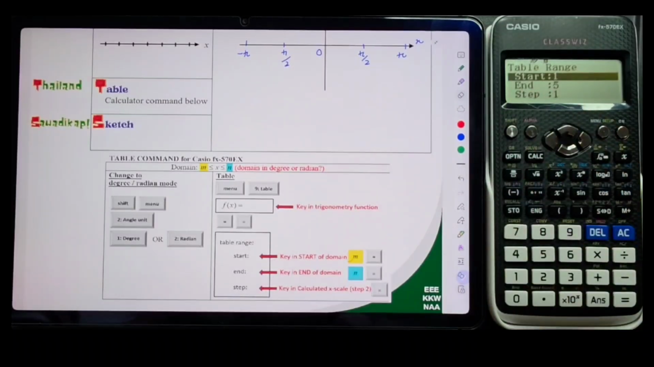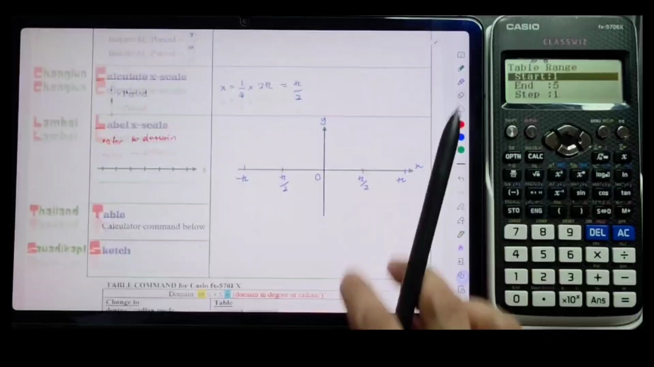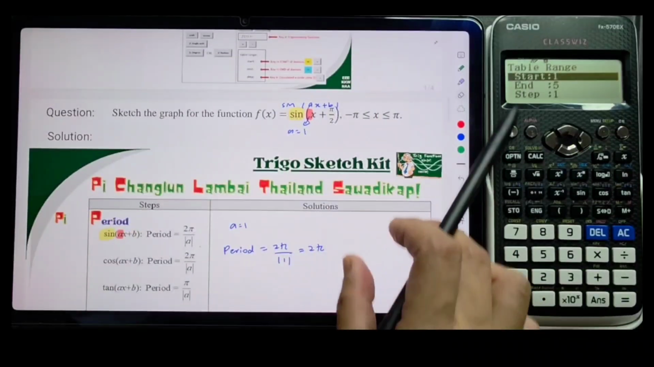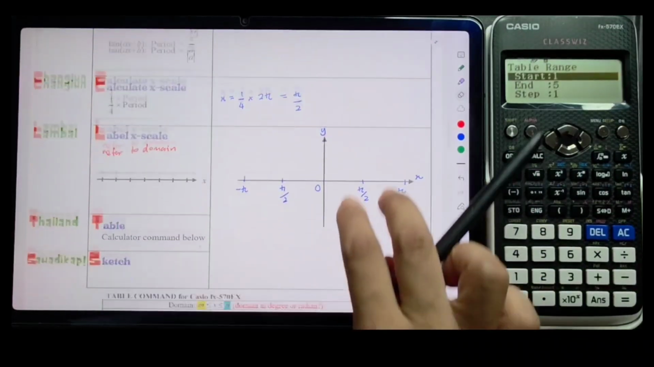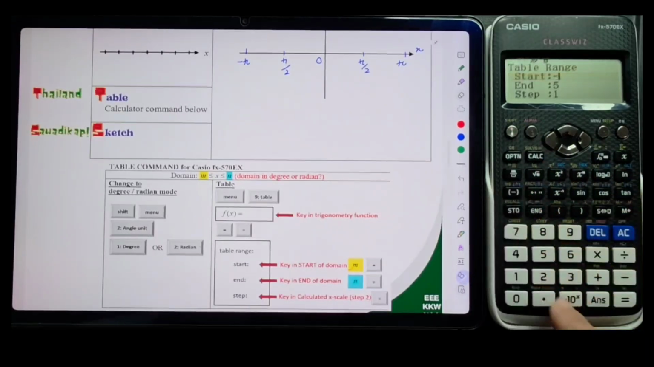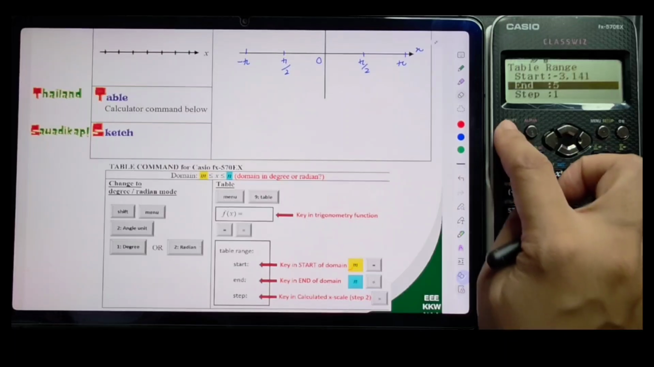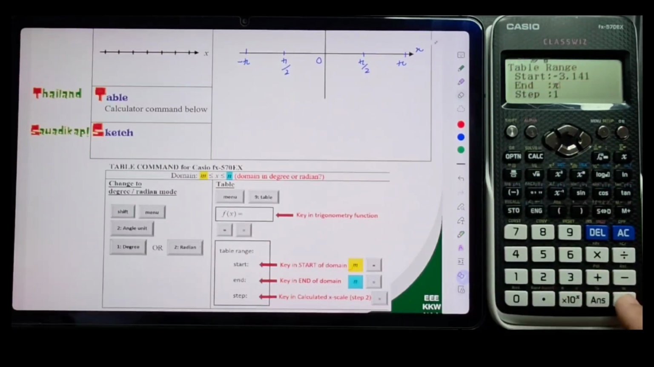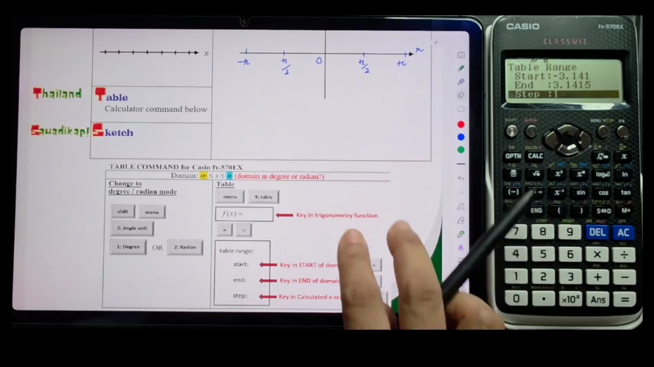Next, the calculator asks you what the range is. The starting point is the start of the domain. Our start of domain is negative pi and the end is positive pi. So key in negative pi as start, press equal sign, and then for the end, just pi and equal sign. And the step is the x scale calculated in step 2.